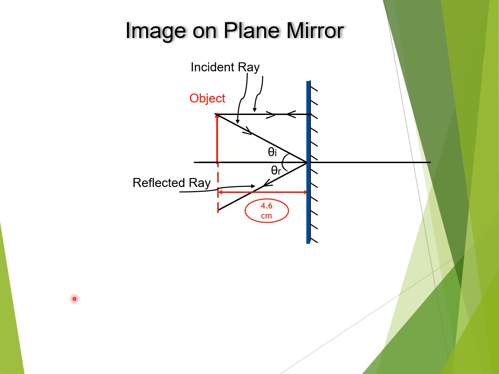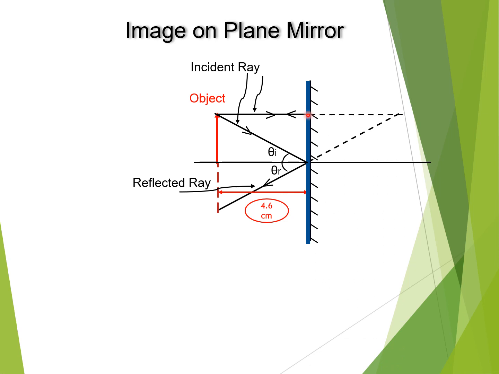We have studied also that an image shall be formed only when the reflected rays meet. Otherwise, an image cannot be formed. Now, what to do? How to do? Let us extend the reflected rays. So, we have extended this reflected ray here.